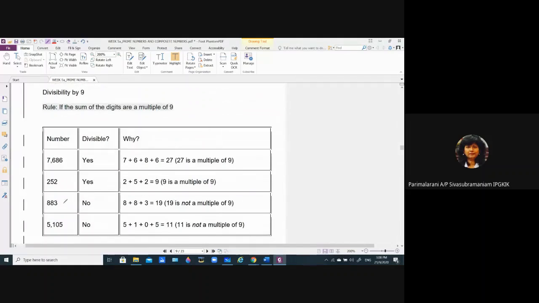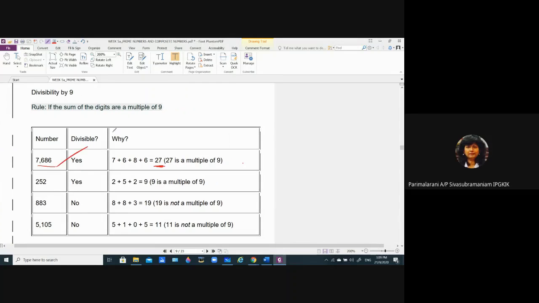Divisibility by 9, if the sum of the digits is a multiple of 9. Divisibility by 3, sum of digits is a multiple of 3. Divisibility by 9, sum of digits is a multiple of 9. So look at this number 7,686. We add all the digits, we get 27. And we know that 27 is a multiple of 9. Therefore, this number can be divided by 9. This number, add all the digits, we get 9. Also a multiple of 9, can be divided by 9.